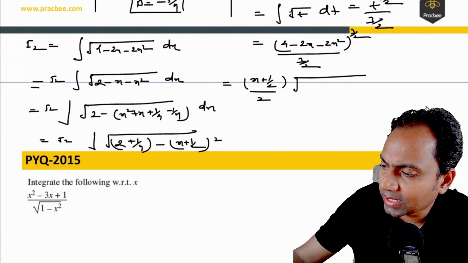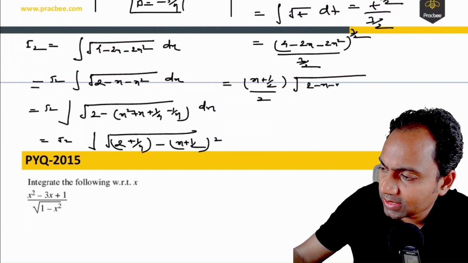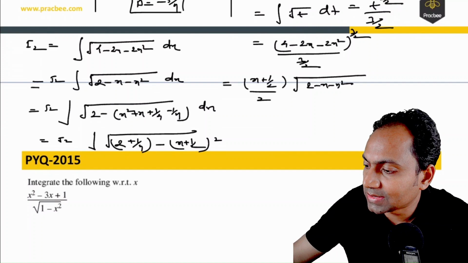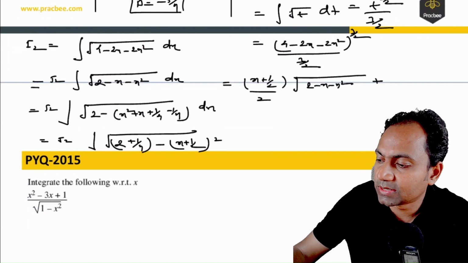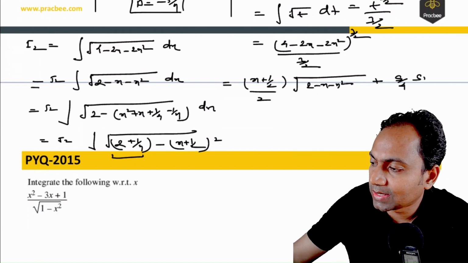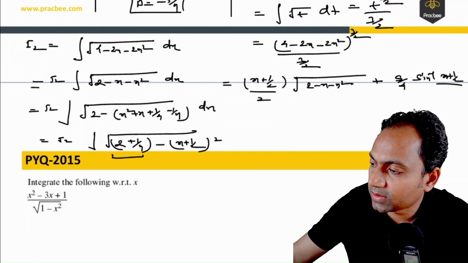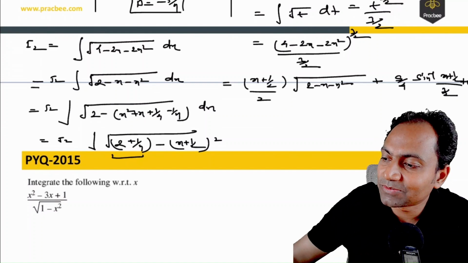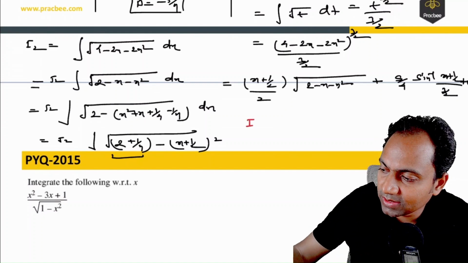that is (x plus 1 by 2) by 2 root of this expression, which can be written as a square minus x square after simplification, plus a square by 2. In this case, this is nothing but a square, so this becomes 9 by 4. And sine inverse of x by a, that is (x plus 1 by 2) by 3 by 2, plus c. So now we have got the value of I1 and I2. We can resubstitute this value in the earlier integral and get the answer.